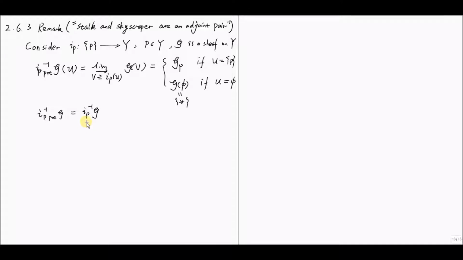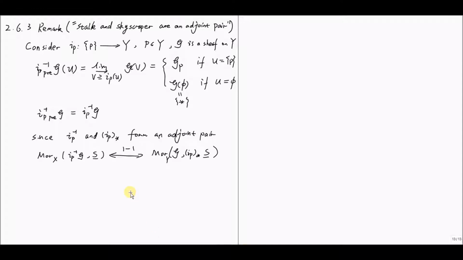Since the inverse image and the push forward form an adjoint pair, there's a one-one correspondence between the sheaf maps from the inverse image sheaf to a constant sheaf at S, and the sheaf maps from this sheaf G to the push forward sheaf of the constant sheaf at S under this trivial embedding.